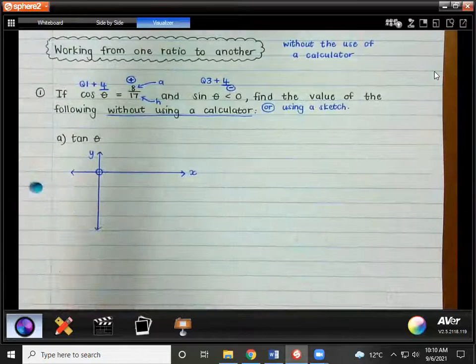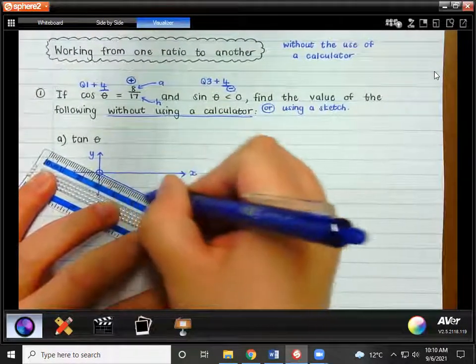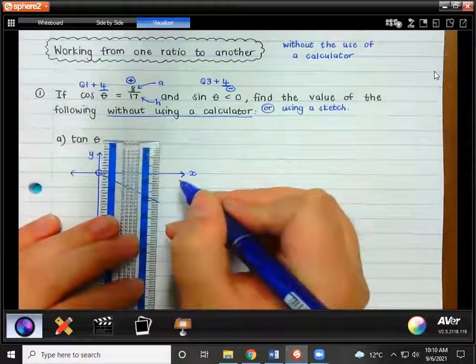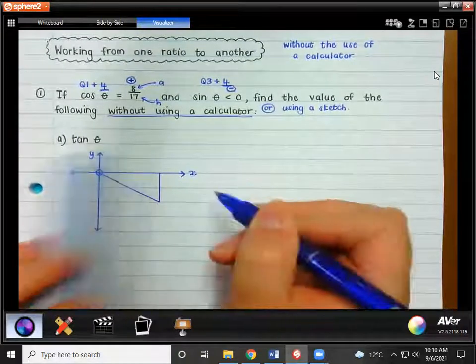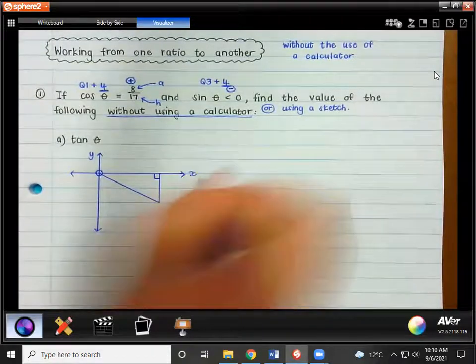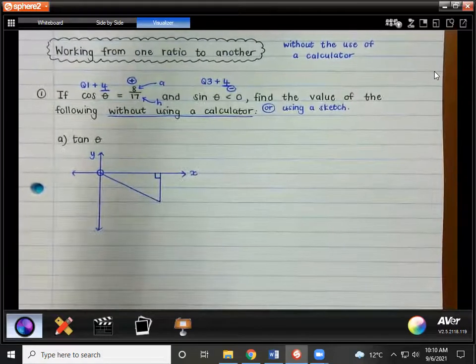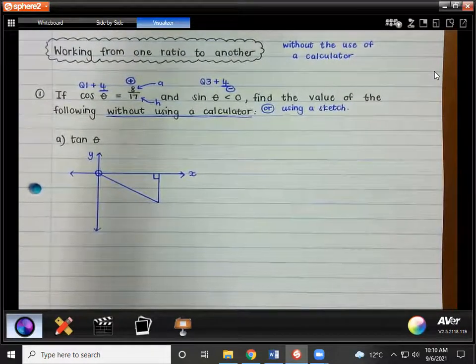Now I'm going to draw a triangle. I'll explain to you now why my triangle looks the way that it looks. Don't worry about scale. You're just going to draw a right angle triangle that is in the 4th quadrant like that. Please just indicate that it is right angled. Remember, we can only use sine, cos, and tan in right angled triangles.